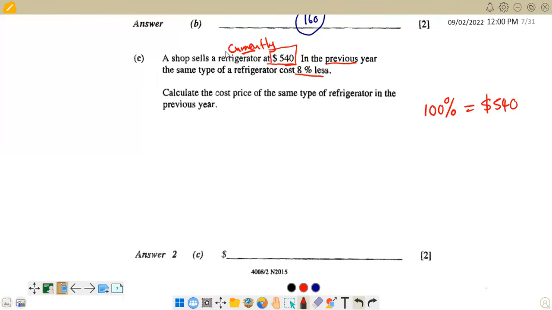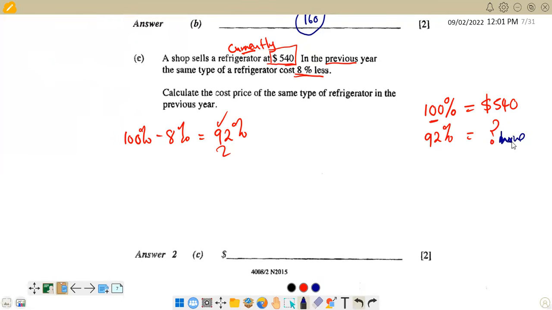But previously, in the previous year, it was 8% less. From this 100%, we are going to less 8%. If we less 8%, we are going to remain with 92%. So this refrigerator previously was at 92%. What was the price of the refrigerator? We do not know. So we are going to use our simple proportion here.